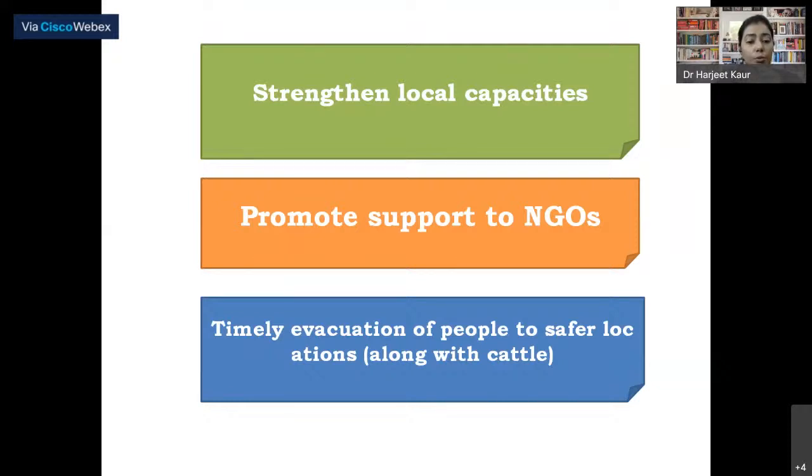We also need a suitable system and operational procedure in place to extend government support to local community efforts during the disaster.